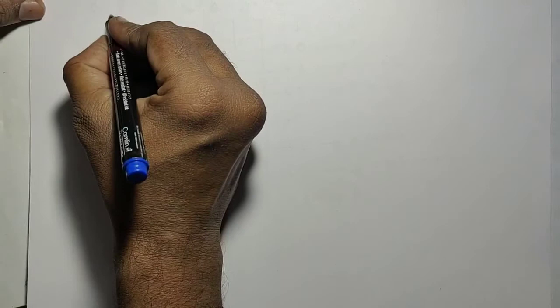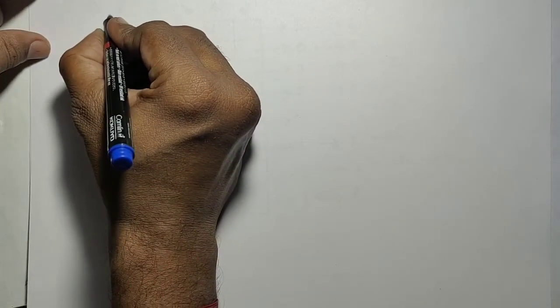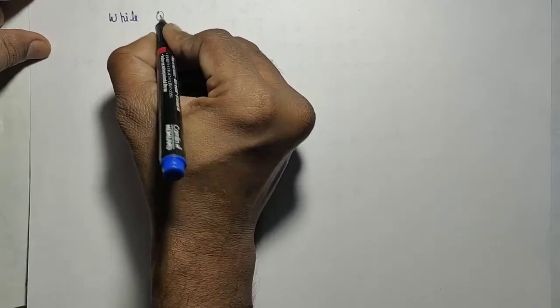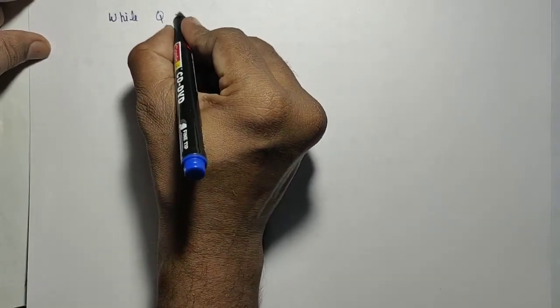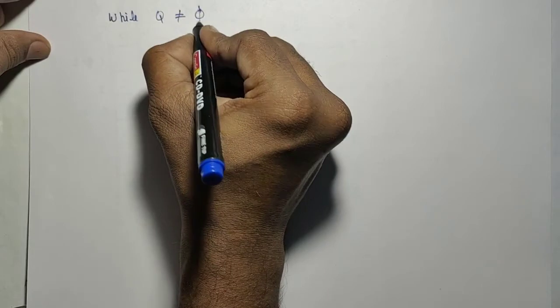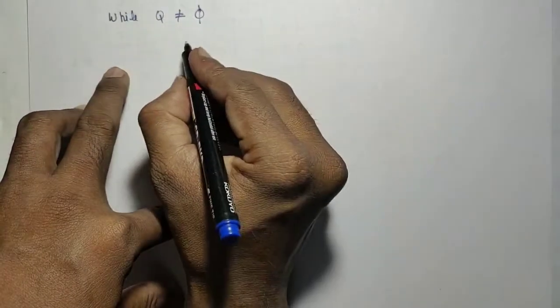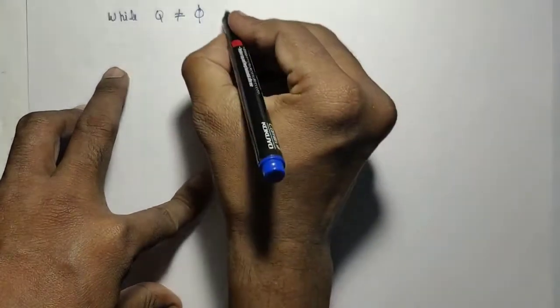The next step in that algorithm is to check whether the queue is empty or not. While the queue is not equal to empty, this symbol indicates empty. So while Q is not equal to empty, do the following.